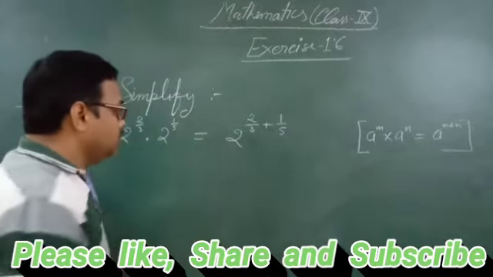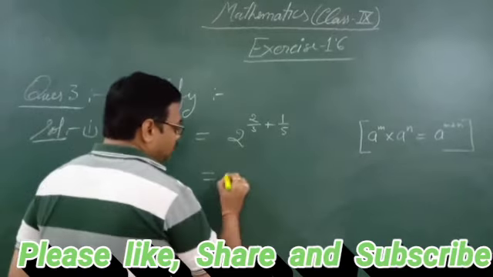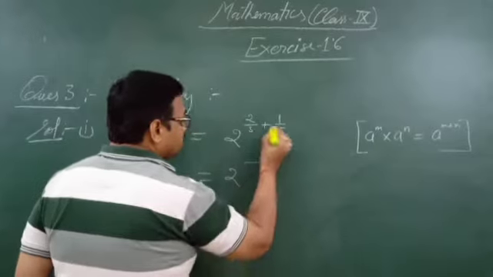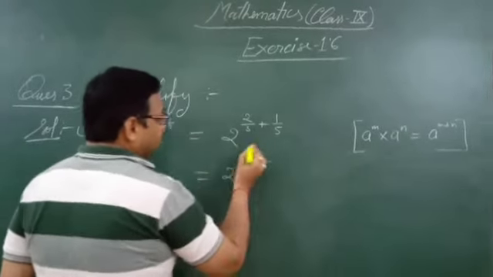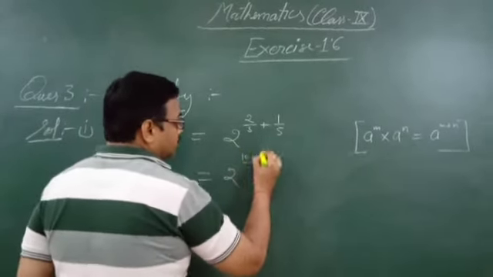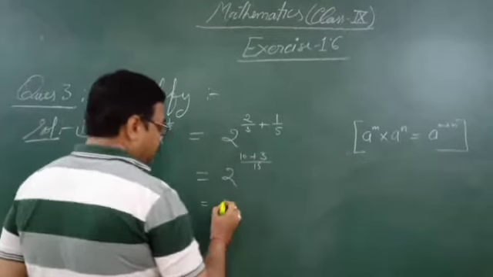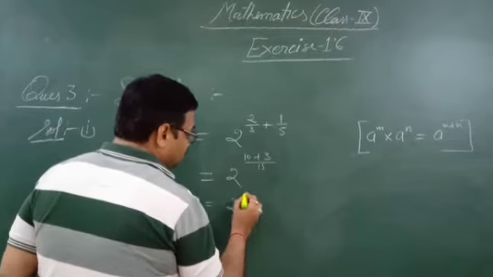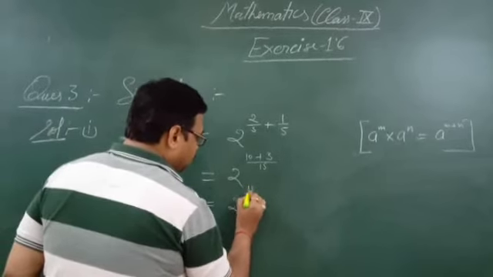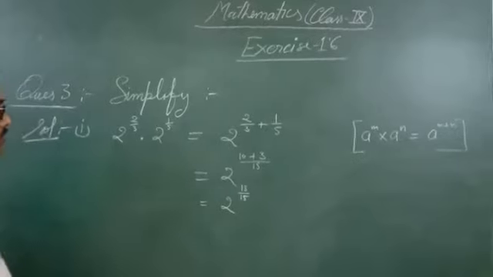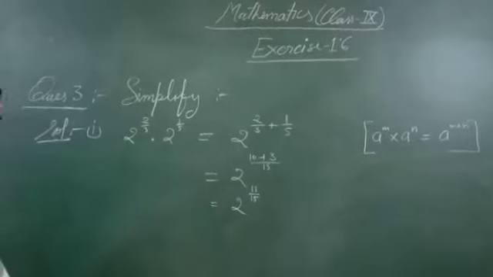Okay? So now we will do the addition of these powers. The LCM will become 15, 5 into 3 is 15, 3 into 5 is 15, 15 into... So the power will become 2 to the power 13 upon 15. Okay? So this will be the answer.